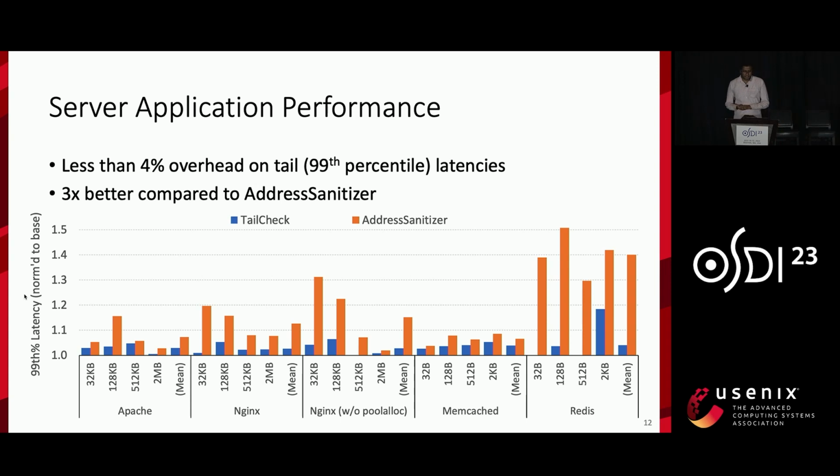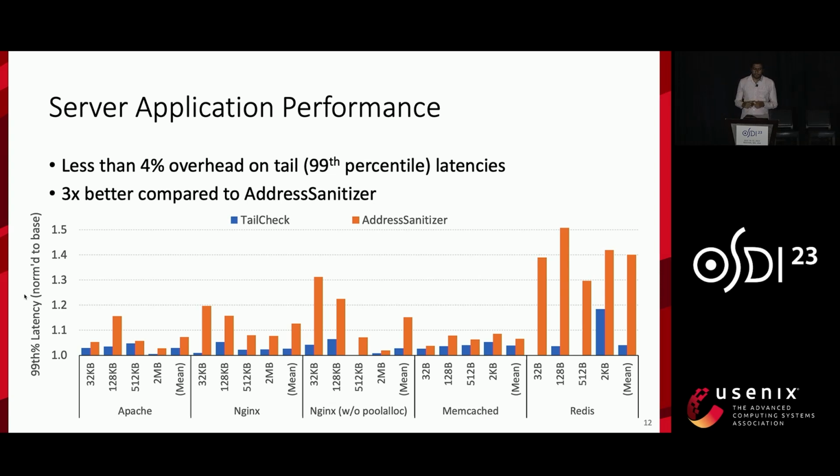Let's look at the server application performance. We said four servers, but here we have an extra for nginx because we could also disable the pool allocation. For some servers, it is on by default, but some servers we can turn them off. With nginx, we could turn them off, and so here we present the performance of all of those server benchmarks.